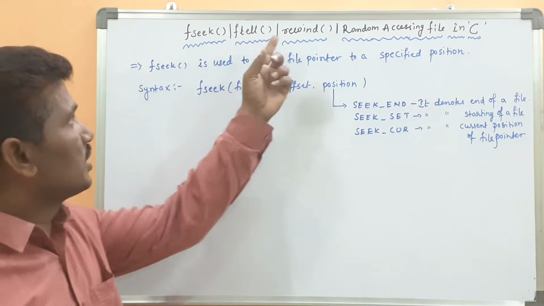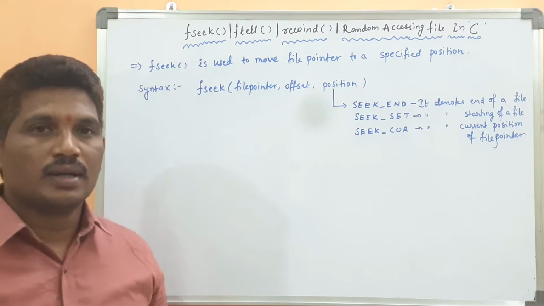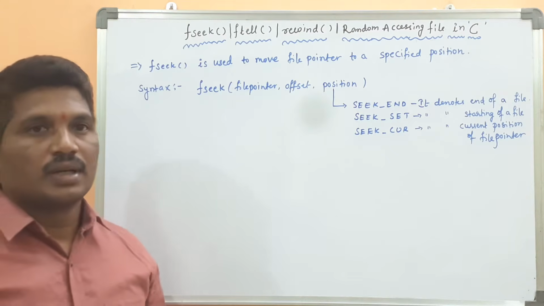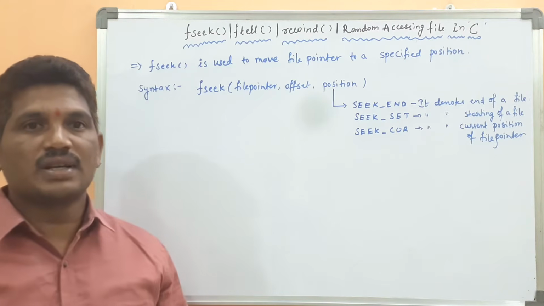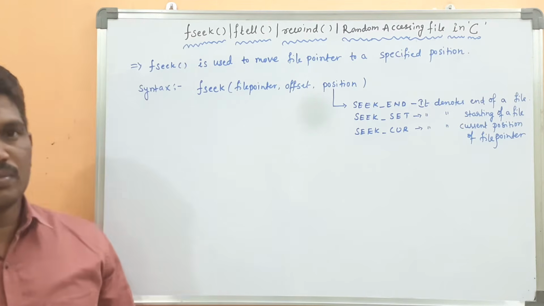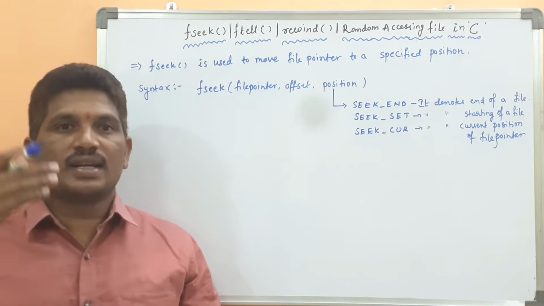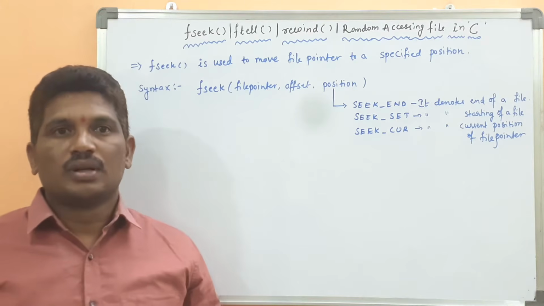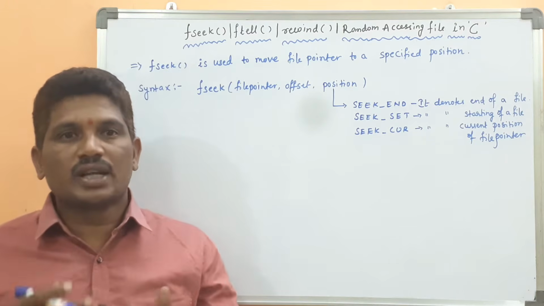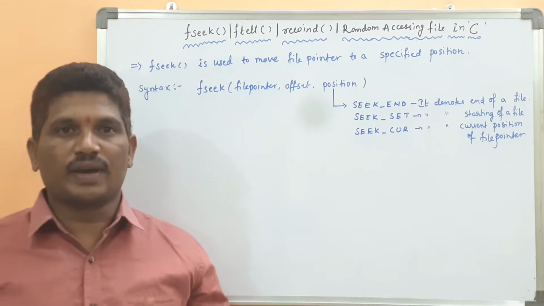I'm going to explain about random access file functions in C programming. Previously we did some examples in the file concept, but what is the difference between sequential accessing and random accessing? In sequential accessing, for example, there are 10 records in the file. If you want to access the 10th record directly, it is not possible. Before that we have to access 9 records one by one. After that we can access the 10th record. That is called sequential accessing of a file.